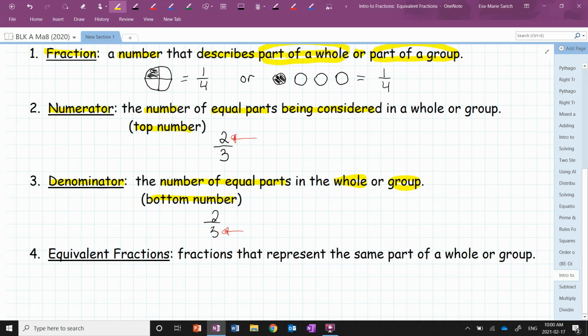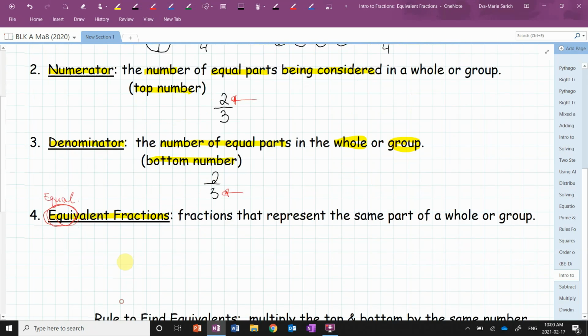Now, moving on, we have the term equivalent fractions, right? And I'm hoping that you can see in here the word, right? Thinking of the word equal, okay? And equal is the same thing as equivalent, okay? So it is fractions that represent the same part of the whole or the group.